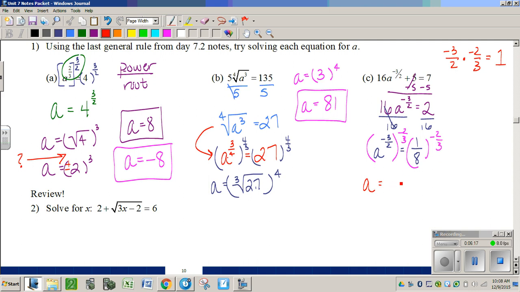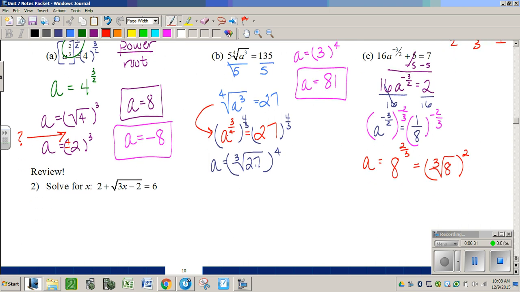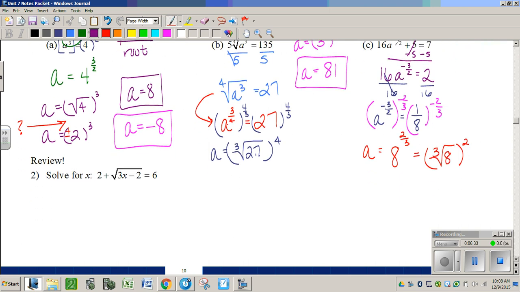So I'm going to take the reciprocal of 1/8. So this is now going to become 8 to the 2/3 power. So I just made that positive. So this is now going to be the cubed root of 8, and once we get that answer, we're going to square it. All right, now this is a cubed root, so do I need to remember to write plus or minus? No, I do not. This is just going to be 2 squared, which is going to give us a value of 4.